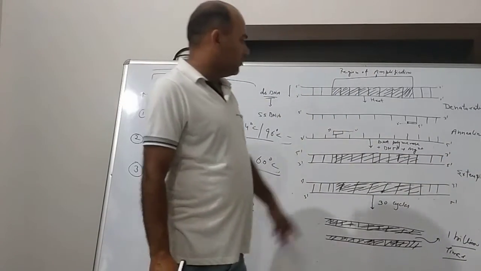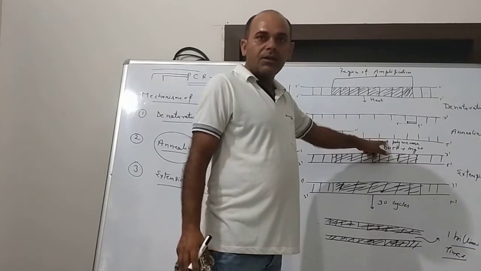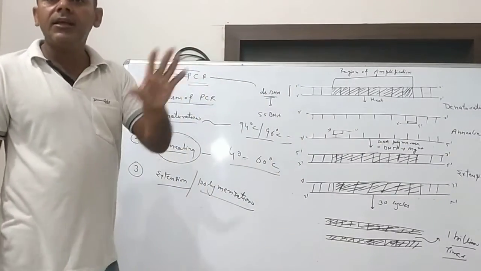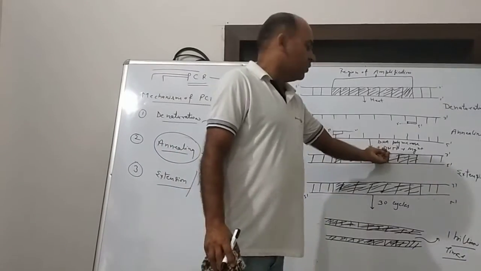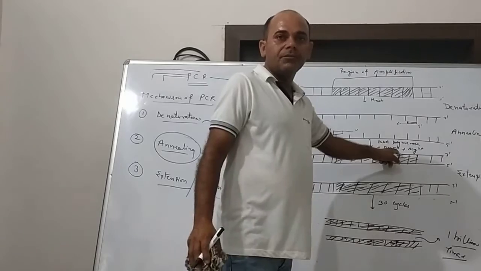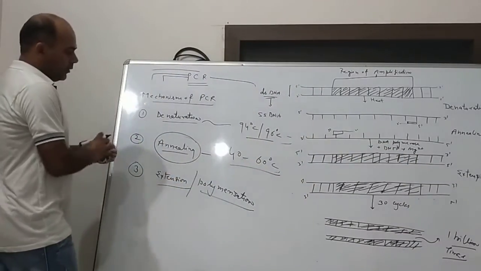What will we use? We use the enzyme DNA polymerase. The complete name is called Taq DNA polymerase. What will be used? We use nucleotides. This is called dNTP. What is the full form of dNTP?